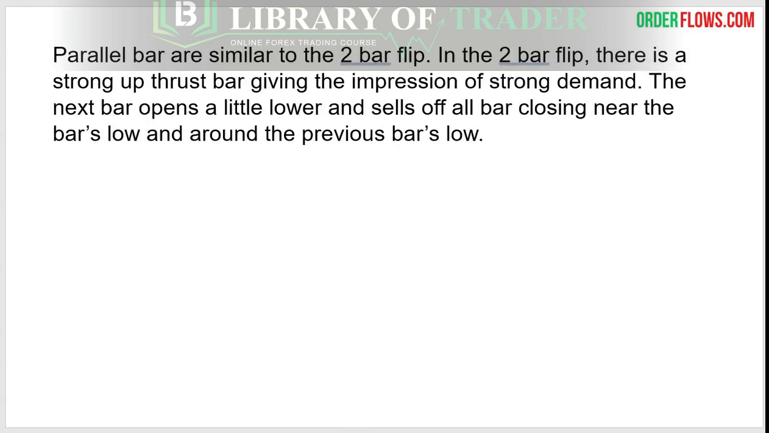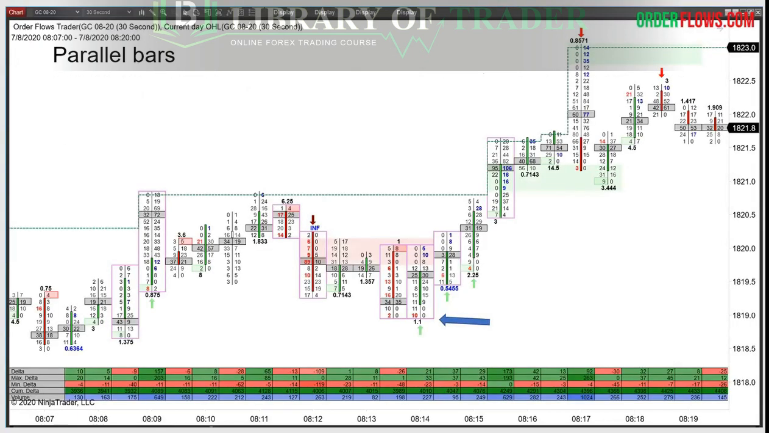Now, parallel bars, if you're familiar with the 2-bar flip, right? In the 2-bar flip, it's very similar to parallel bars. There's a strong upthrust bar giving the impression of strong demand. The next bar opens a little lower and sells off all bar, closing near the lows. Now, on a 2-bar flip, you have one big solid green up bar followed immediately by a big solid down bar. That's the 2-bar flip. But I'm saying parallel bars, you can have a flip or you could also have it in the same direction.